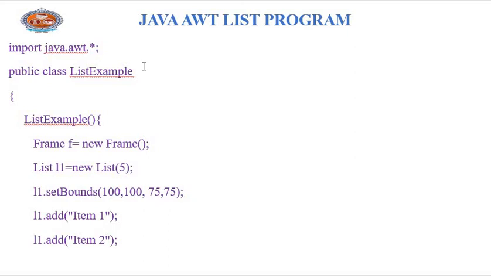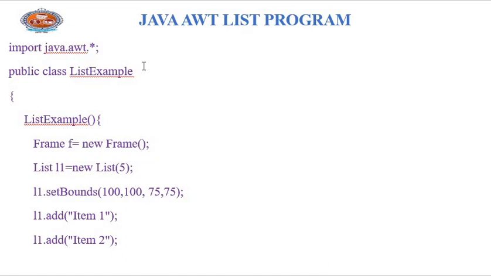A list class provides a compact multiple choice scrolling selection list. The list object can be constructed to show any number of choices in the visible window. It can also be created to allow multiple selections. So simply, the list class provides a compact multiple choice scrolling selection list.